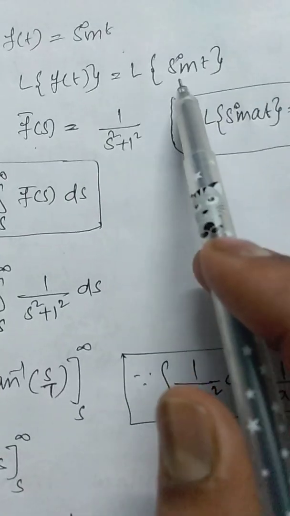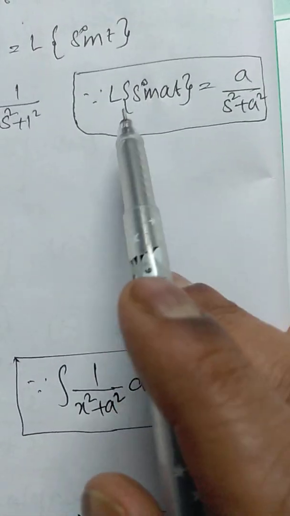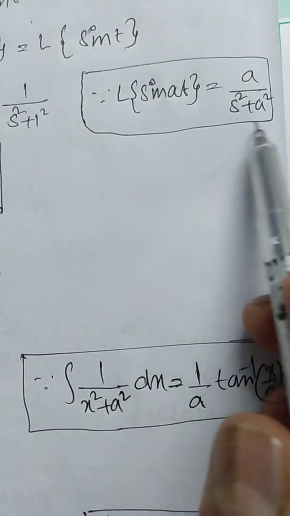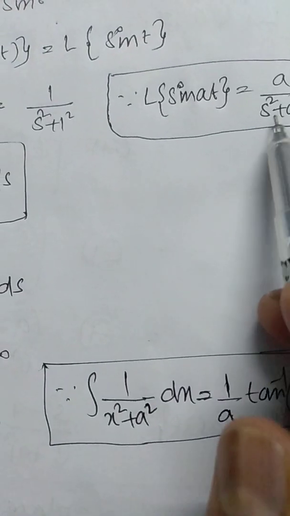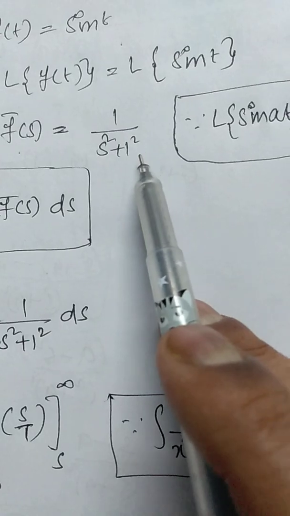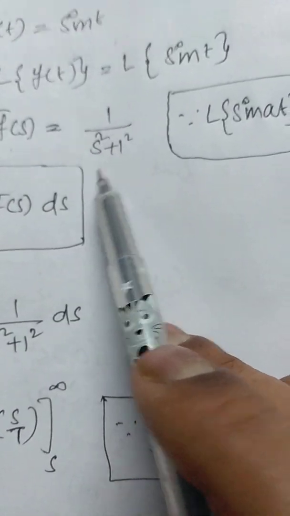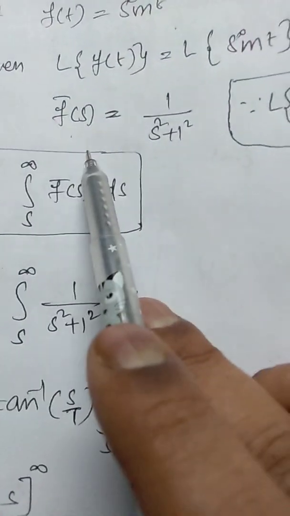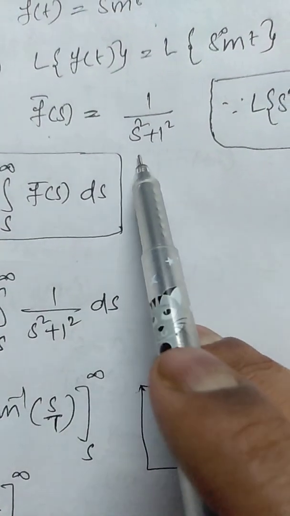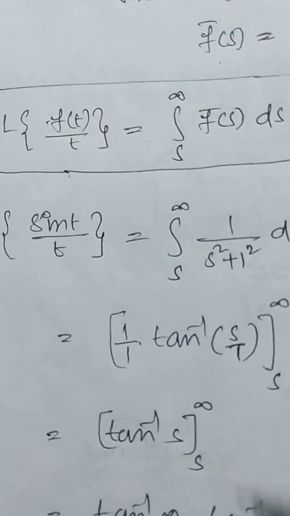Laplace transform of sin t is equal to, according to the standard formula of Laplace transform of sin a t, that is a divided by s square plus a square. Apply this suitable standard formula. Here a is equal to 1, so we can write it as 1 divided by s square plus 1 square. This is a bar of s. Now by using Laplace transform of division by t formula, we can solve this.